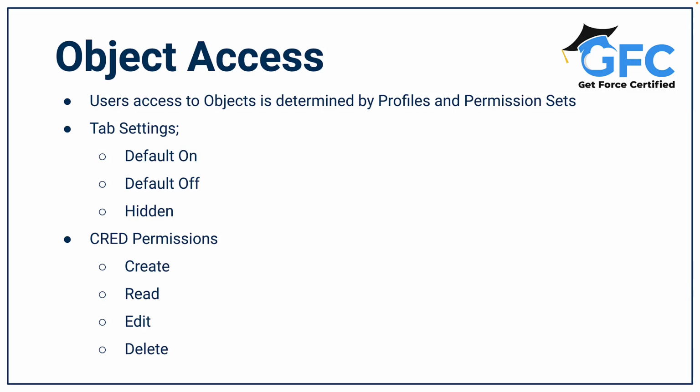Hello and welcome back. In this session, we're going to talk about the first layer of data access, that is object access. So object access is determined by the user's profile and it can be opened up using permission sets. There are 3 tab settings. We have default on, default off and hidden. And these determine if and how the user can access the objects.